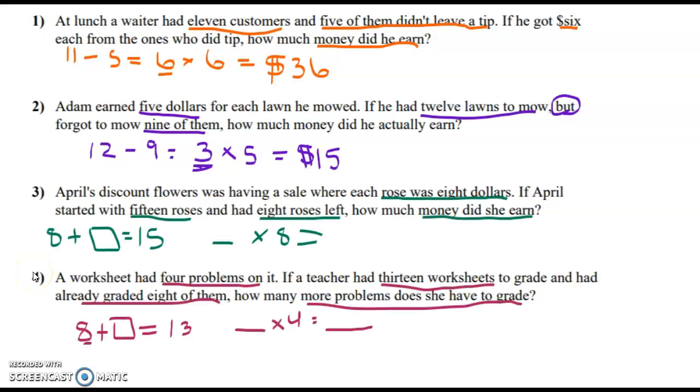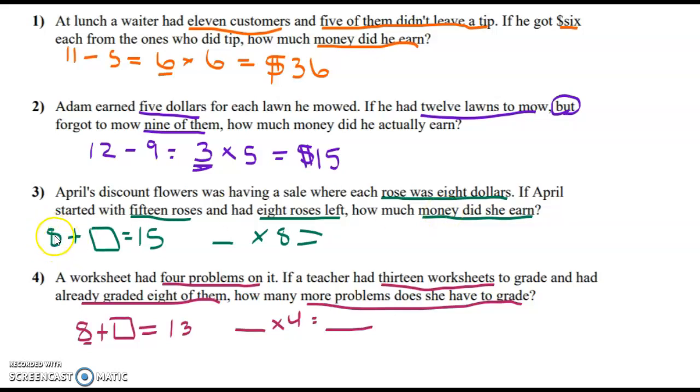Alright, let's go ahead and check over number 3 and number 4. Number 3, April's Discount Flowers was having a sale where each rose was $8. If April started with 15 roses and had 8 roses left, how much money did she earn? Well, before we can times anything by 8, we have to figure out how many roses really did she earn. I chose to count up this time.